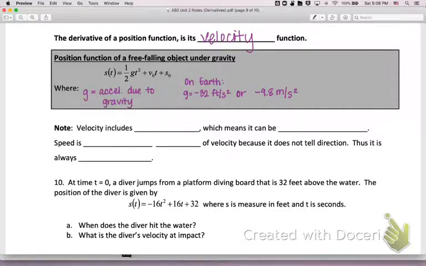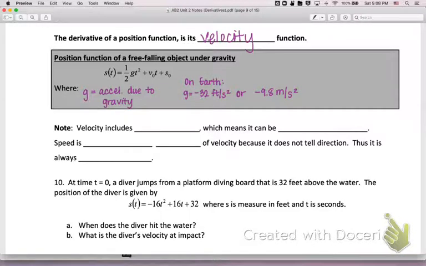In this equation, g represents the acceleration due to gravity. s is your position, t is time. On Earth, gravity is measured at negative 32 feet per second squared, or negative 9.8 meters per second squared. So you do need to know both of those. Although in this class, I know it drives you physics people crazy, you're most commonly going to see feet, okay?